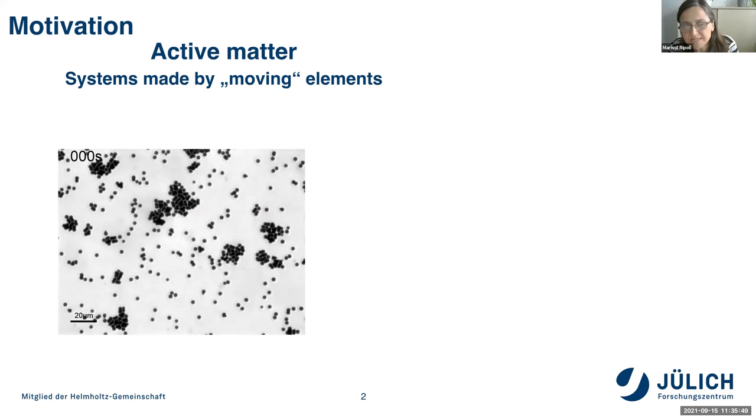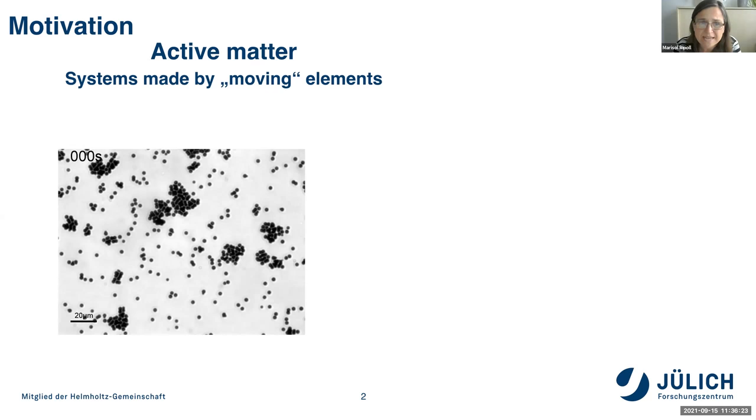The motivation is that we are interested in active matter. Let me remind you that active matter is made by systems that have elements able to move, to self-propel, to take energy from their environment and perform a persistent motion. There are many examples at large scales like fish or birds, and at the micro scale, many systems like different types of bacteria, algae, or the components of the cytoskeleton inside the cell are nice examples.